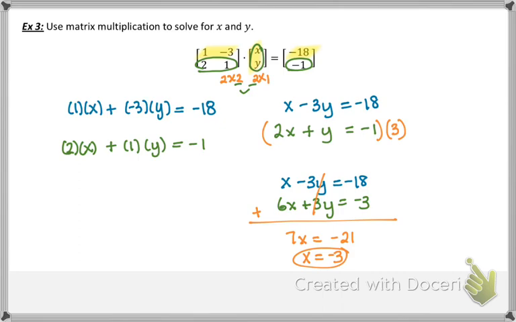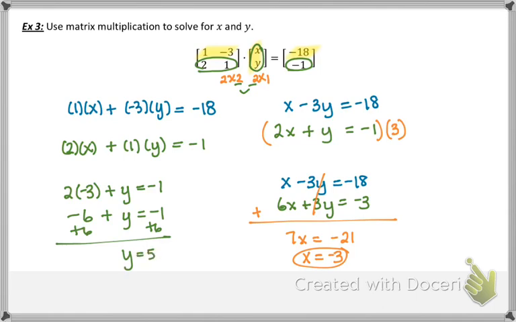And then I'm going to plug it back into the second equation. 2 times x, which is negative 3, plus y equals negative 1. Negative 6 plus y equals negative 1. Add 6 to both sides. y equals 5. And so we have x equals negative 3 and y equals 5. That's what x and y is.